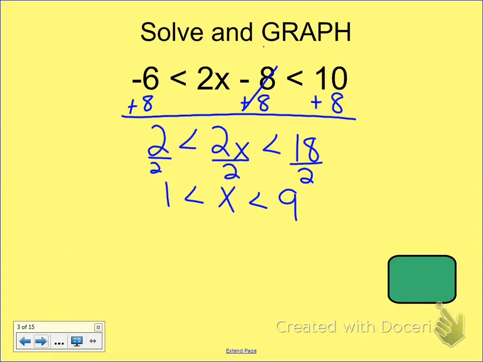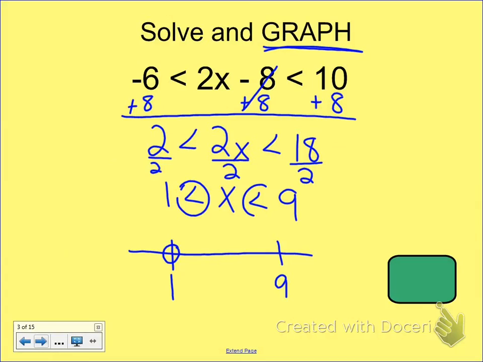What is here in capital letters? Now we need to graph it. So you're going to graph your number line. The smaller number goes on the left, the bigger number on the right. So we're going to put 1 on the left, 9 on the right. Now, you got to ask yourself, is this a solid dot or an open dot? What do you think? You're right. It is an open dot. It is an open dot because there's no equal to with our less than signs. So these are going to be open dots.